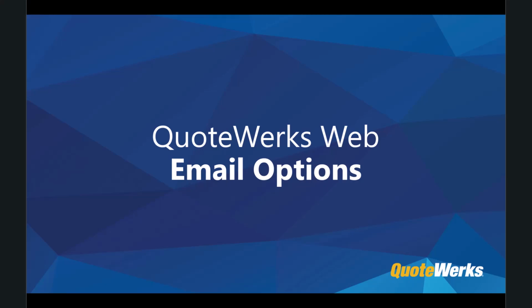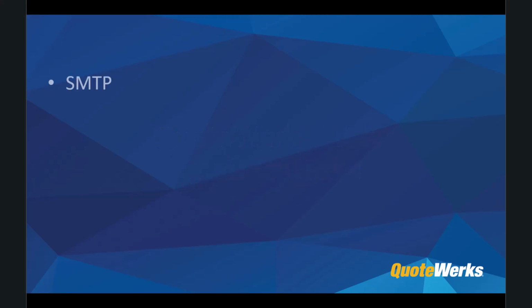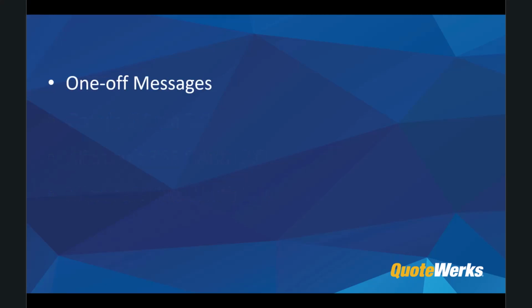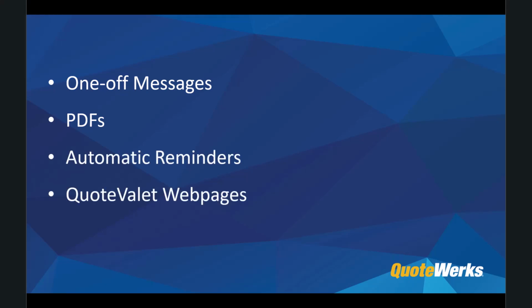Today I'll be reviewing how to set up and use the different email options you have available to you in QuoteWerks Web. With QuoteWerks Web, you have the ability to send emails using your preferred email client. QuoteWerks Web supports the use of SMTP or OAuth 2.0 through Google, Microsoft 365, and Microsoft Live. With the email settings configured, you can send emails to contacts as one-off messages, deliver PDF quotes, send automatic reminders, and even send interactive web pages containing your quote information with Quote Valet.